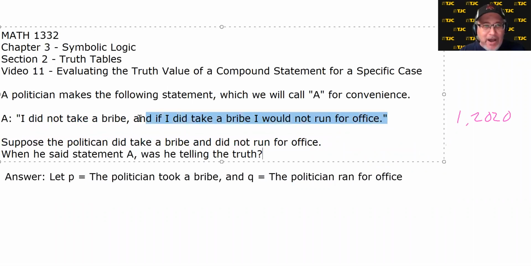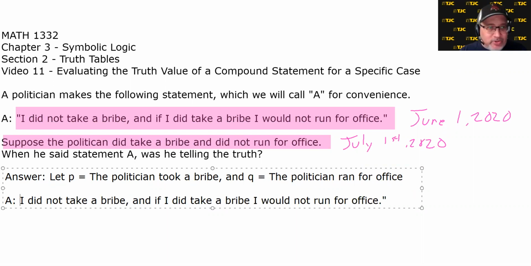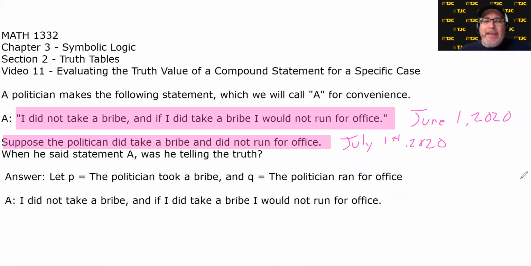statement A symbolically? Give me a second to copy it, and then we'll move it down here. Let's remove the quotes. All right. So would you say that this is primarily a conjunction or primarily a conditional? The hint is the location of the comma. After the comma is the word and, that is a conjunction. And now we look on both sides of it. On the left side is I did not take a bribe. Well, if P is he took a bribe, what is he didn't take a bribe? That's the negation of P.